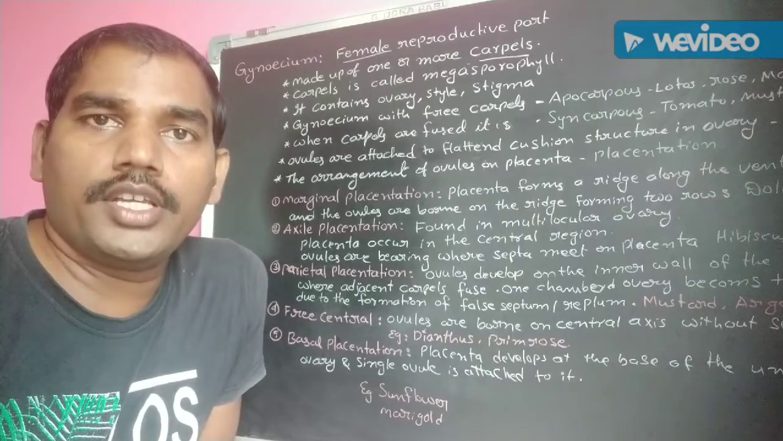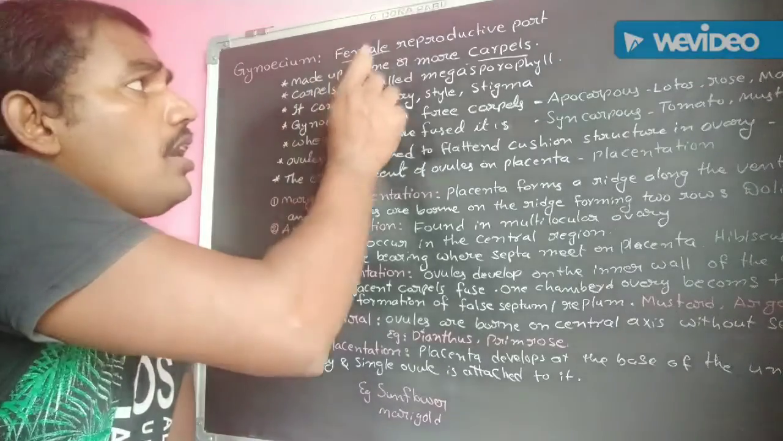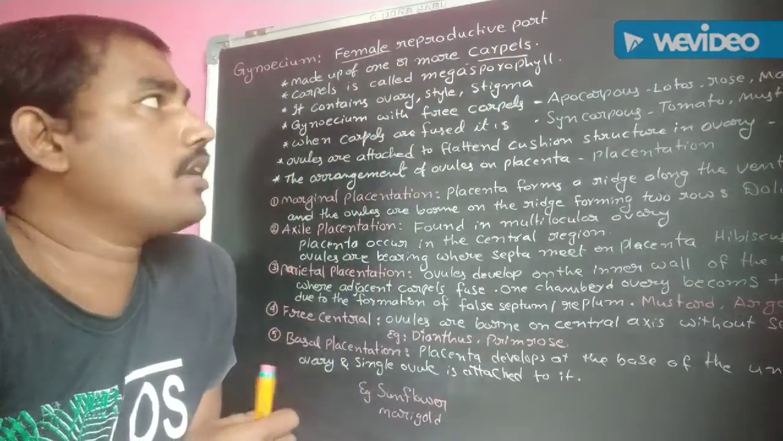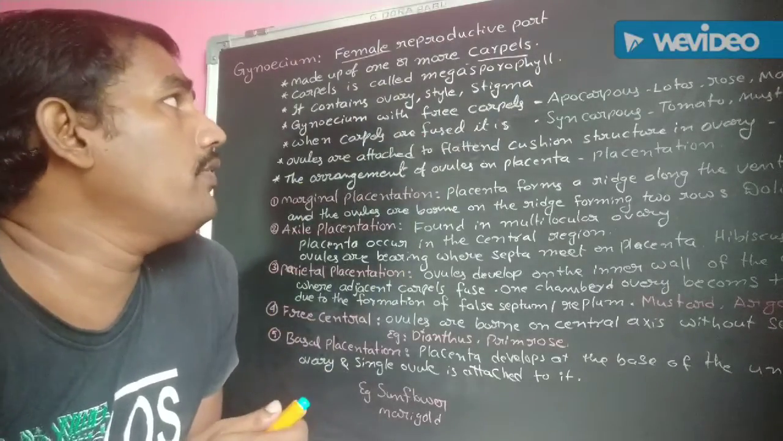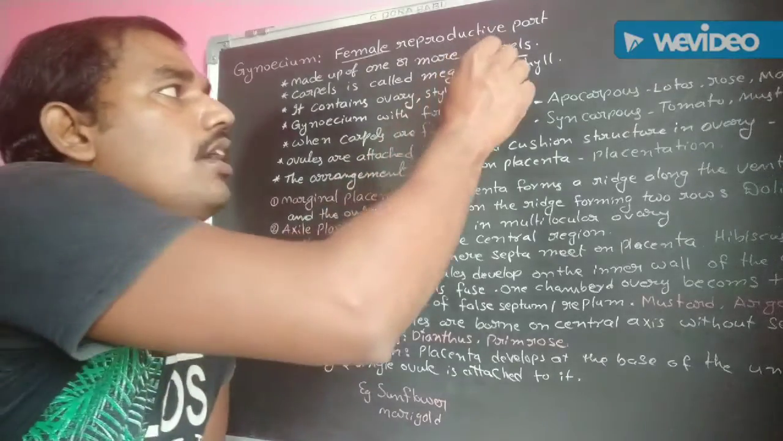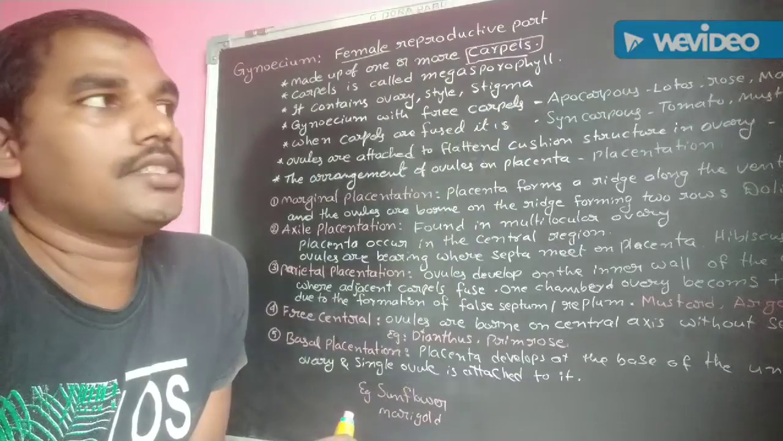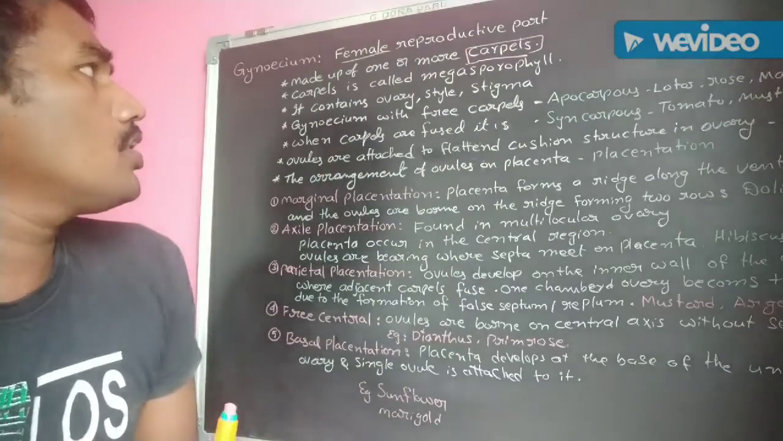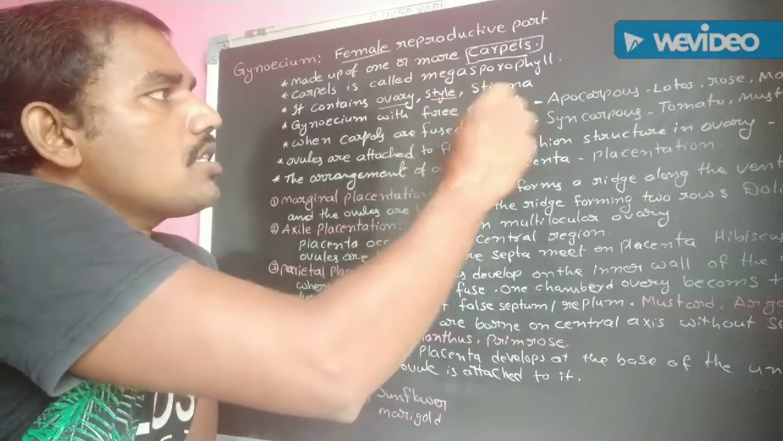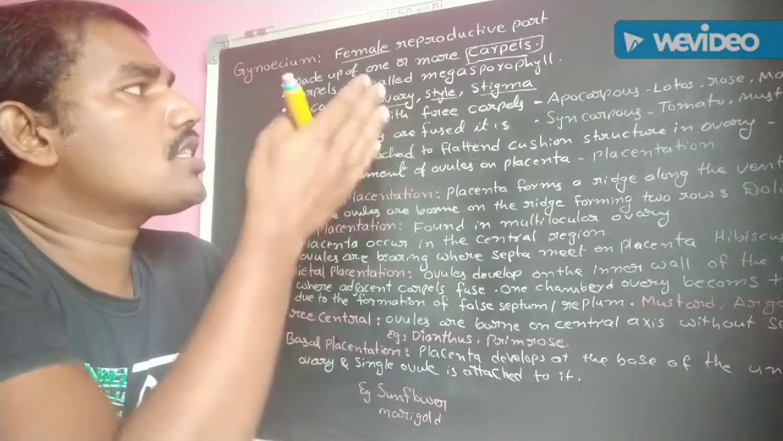That one is the gynoecium. The gynoecium is the female reproductive part of the flower. It is mainly made up of one or more carpels. It is distinguished into ovary, style and stigma. This means the carpel contains ovary, style and stigma.